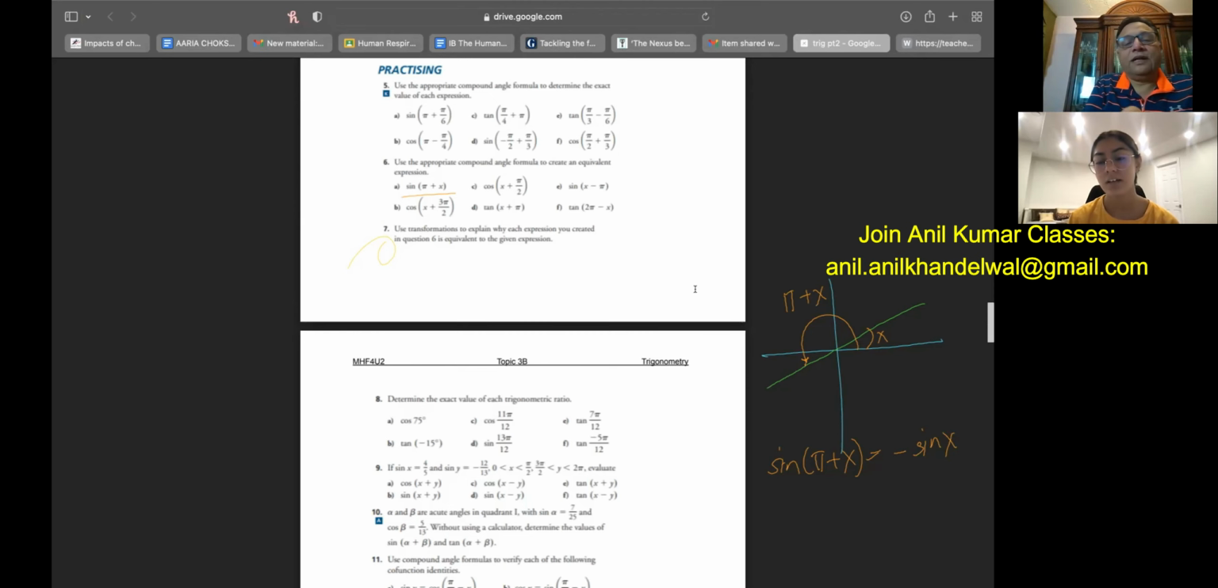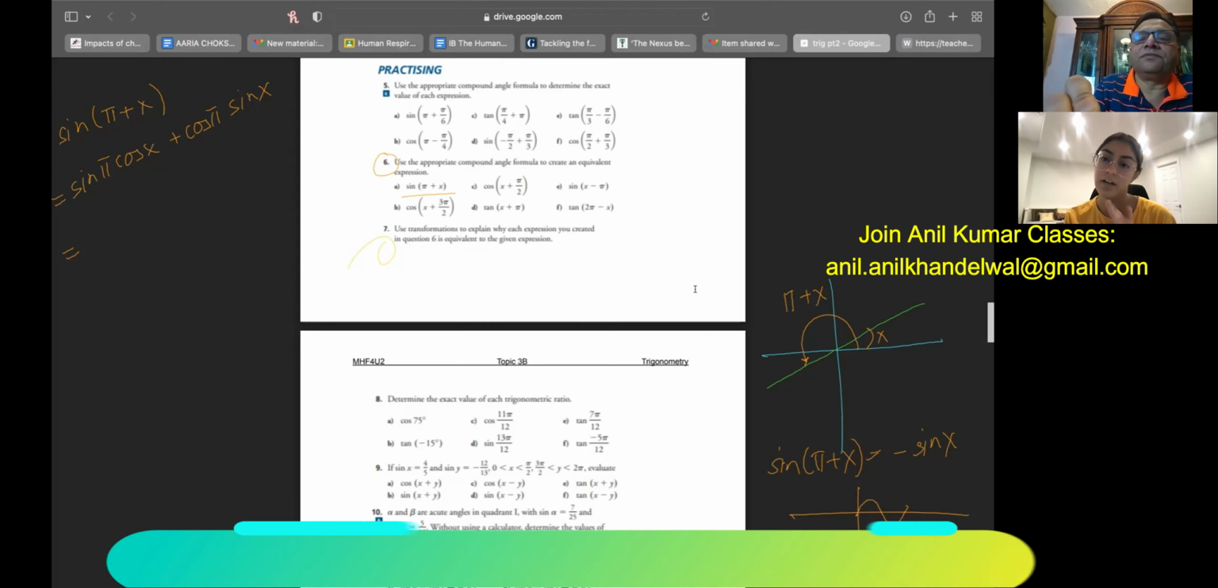But using the compound angle formula, we need to show it. So the question here is, use the appropriate compound angle formula. The compound angle formula: sine a plus b is sine a cos b plus cos a sine b. So that's all you have to do. You just put the negative in front. So what is cos pi and what is sine pi?